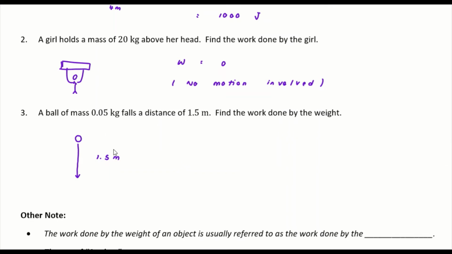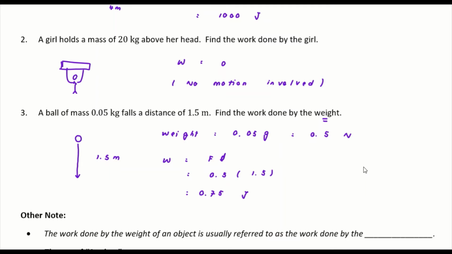So the force in this question is actually the weight. How are we going to get the weight? From mg. So the weight is equal to 0.05 g, which will give us 0.5 Newton. Okay, so work equals the force multiplied by the distance. So we have the force, which is the weight, 0.5 Newton, multiplied by the displacement or the distance, 1.5. Sorry, I should write d. So it will be equal to 0.75 joules. Okay, so that's the idea of it.